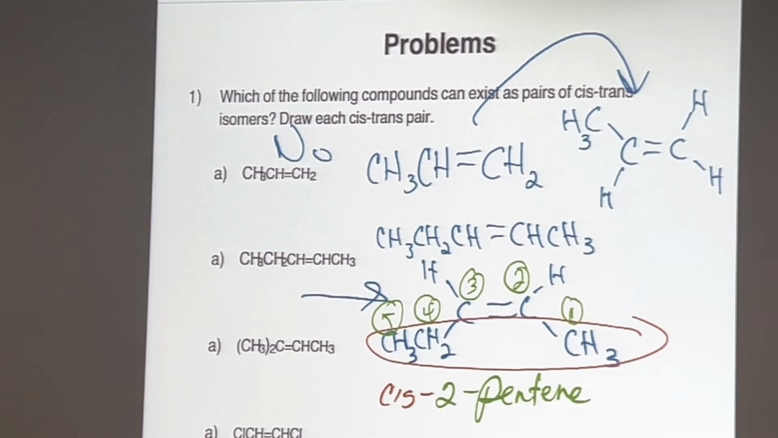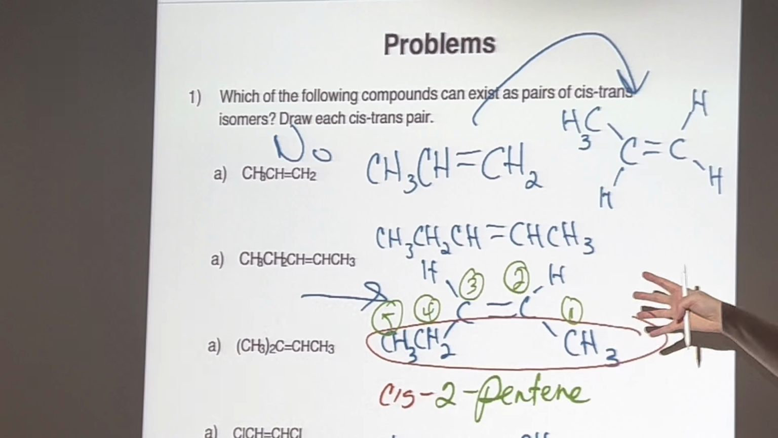What is the trans version going to look like, folks? Oh, you flip one side? You just flip one side. Either side you can pick, okay? And when you number it and name it, it'll end up being trans. So let's go ahead and flip the right side. So that would give us a structure that looks like this. We took these two and we flipped them around.